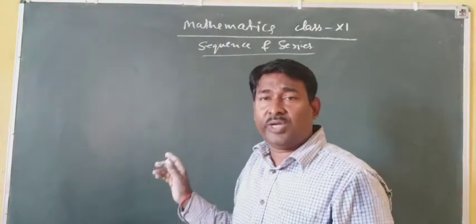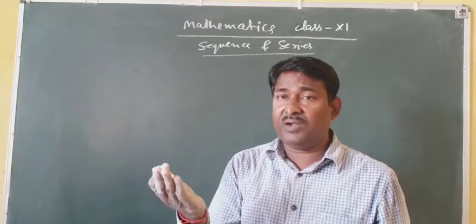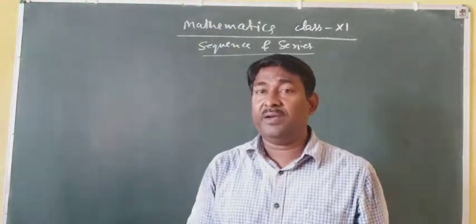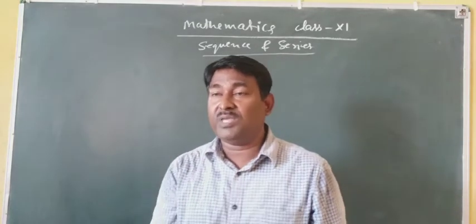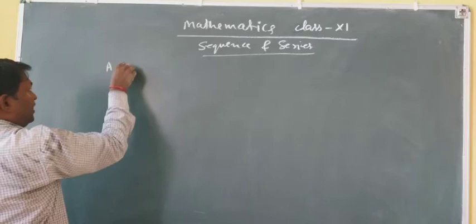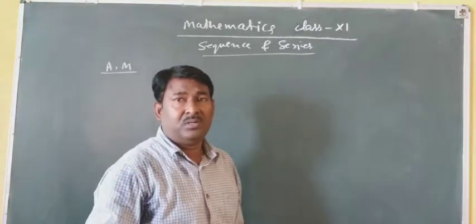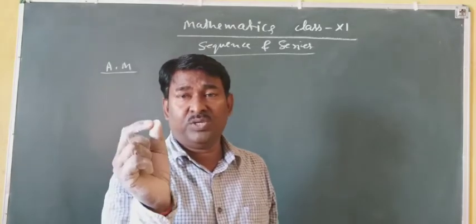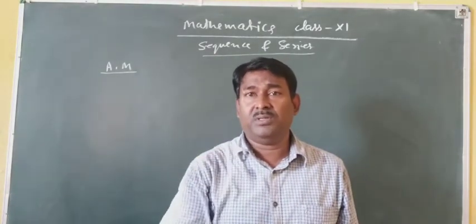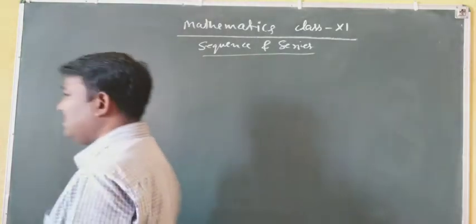Now I am going to explain how to introduce n number of arithmetic means between two given numbers. And what is an arithmetic mean? An arithmetic mean is a number which, when placed between two numbers, forms an AP, arithmetic progression.